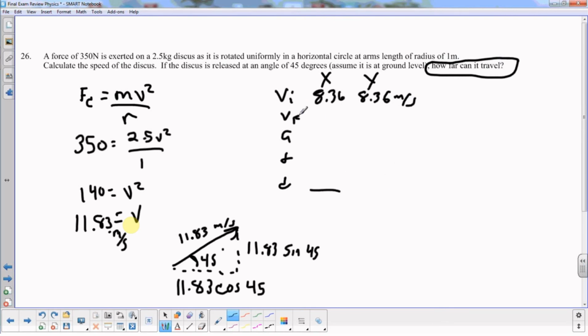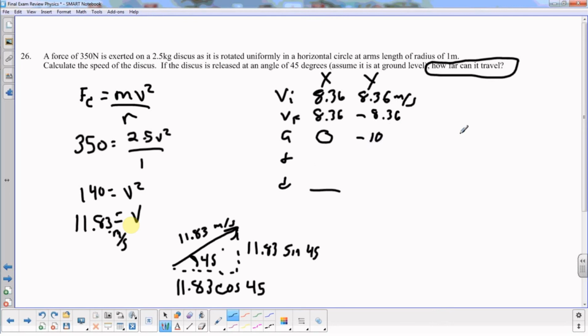Remember, in two-dimensional projectile motion, the only thing that's accelerating is the y, negative 10. This is 0, which means if I start at 8.36, I'm going to end at 8.36. If I'm going up 8.36, at the end of it, I'm coming down with 8.36. Time, that's what we care about.